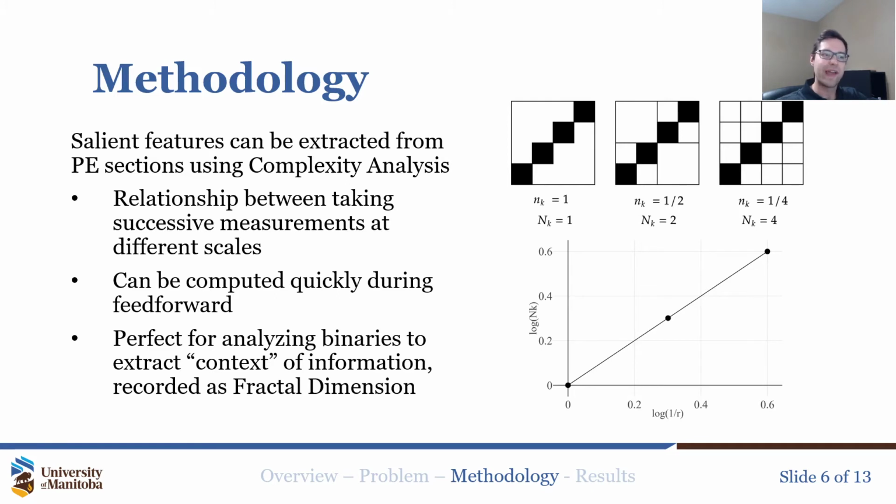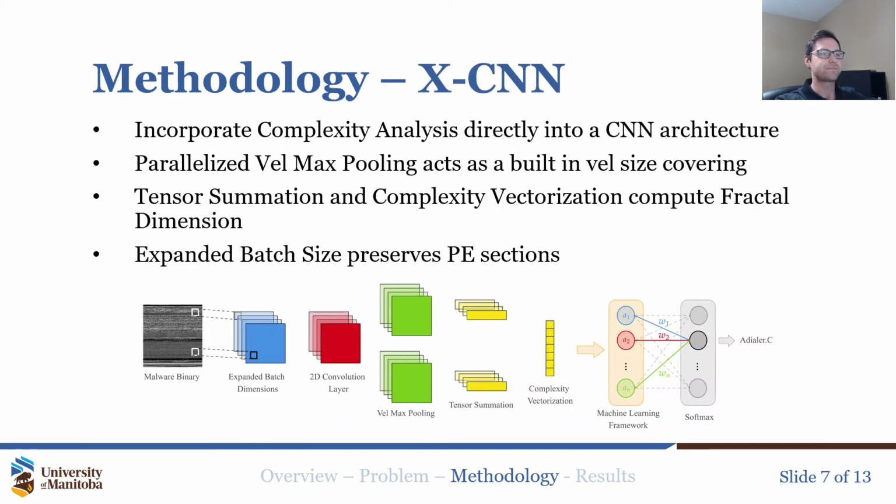And it's perfect for analyzing binaries because, I like to say, it extracts the context of the information. So everything might not be perfectly log-log plots where everything is perfectly linear, but it may be the case that some sections do follow certain relationships more so than others. Because of that relationship of scale, you're actually getting more contextual information about what you're looking at. And when it's recorded, we record that as something called the fractal dimension.